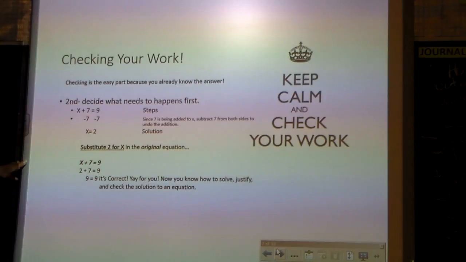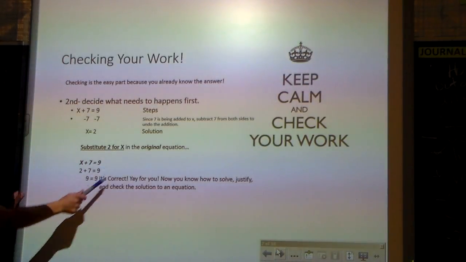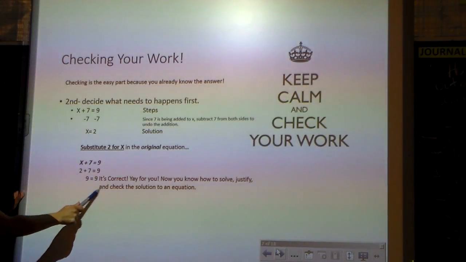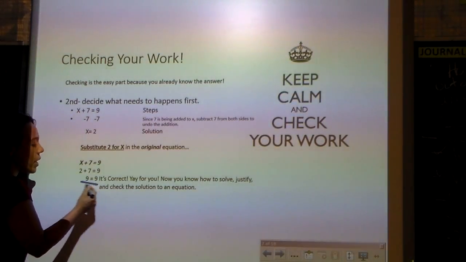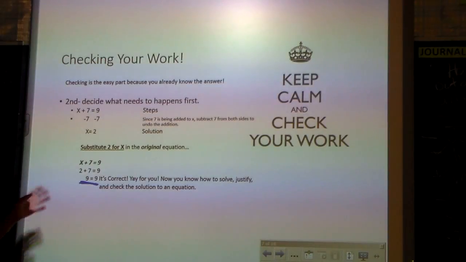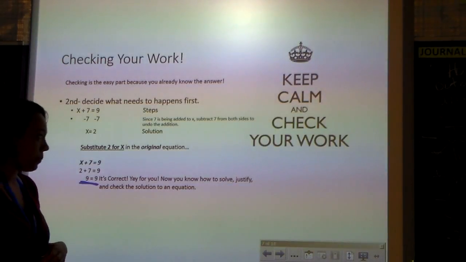And so here's an example of how that worked. I put the 2 in for x. I said 2 plus 7 is 9. If 9 equals 9, which it does, you already know that your problem is complete.